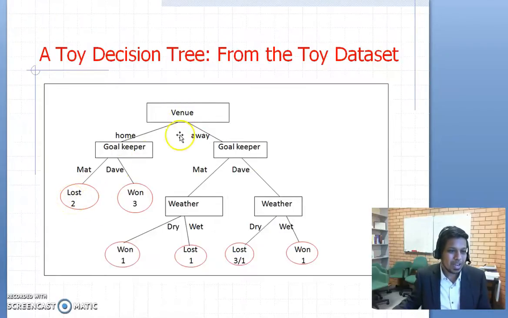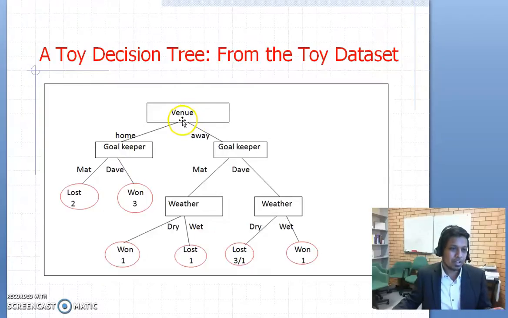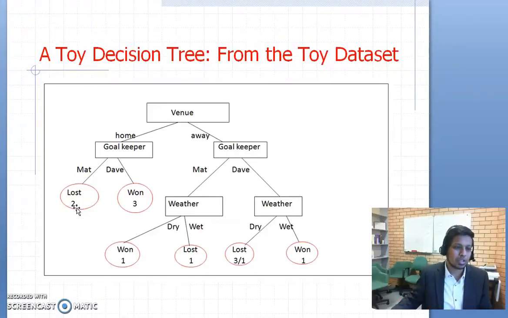So what does it mean? If we look at this particular path from the root node of the tree to this first leaf, we can see that the tree is telling us that the data set you used to build the tree has the information that whenever they play at the home venue, in the home ground, having Matt as the goalkeeper, they lost the match. And there are two such records, two such occasions, and in both cases they lost the match.